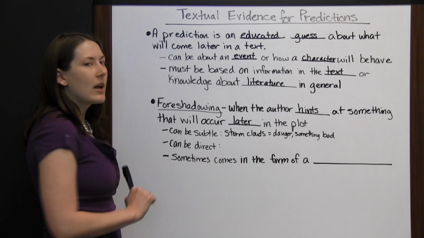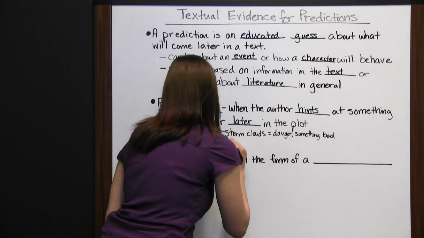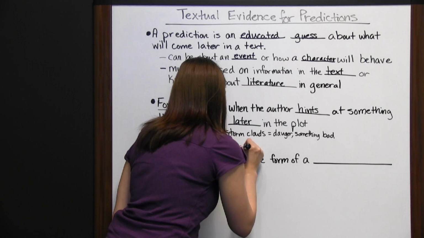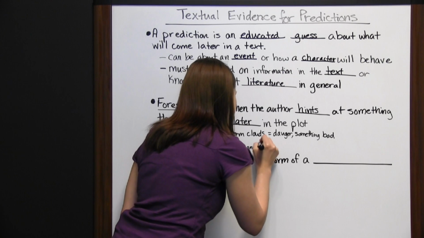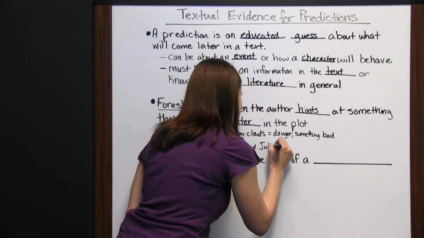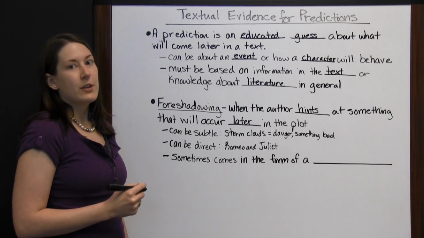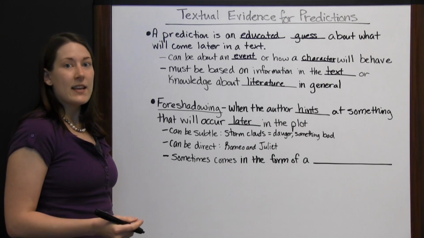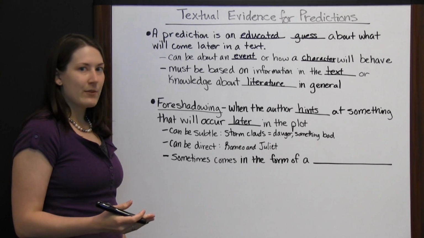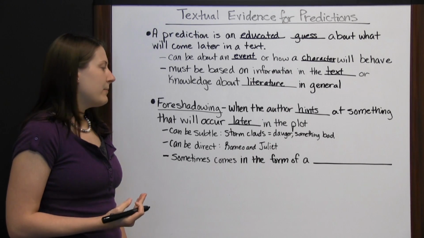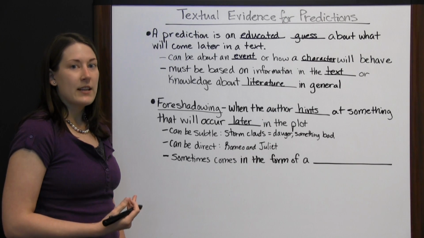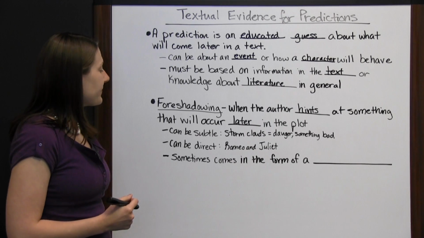However, sometimes foreshadowing could be more direct, as in Romeo and Juliet. They talk about how they would rather die than live without one another. And that was William Shakespeare's way of hinting that in the end, when they thought that they might live without one another, they did end up killing themselves rather than live without the other one.